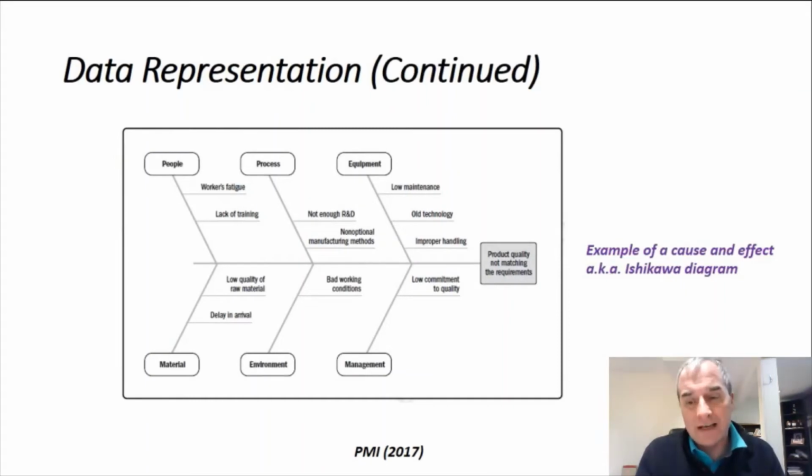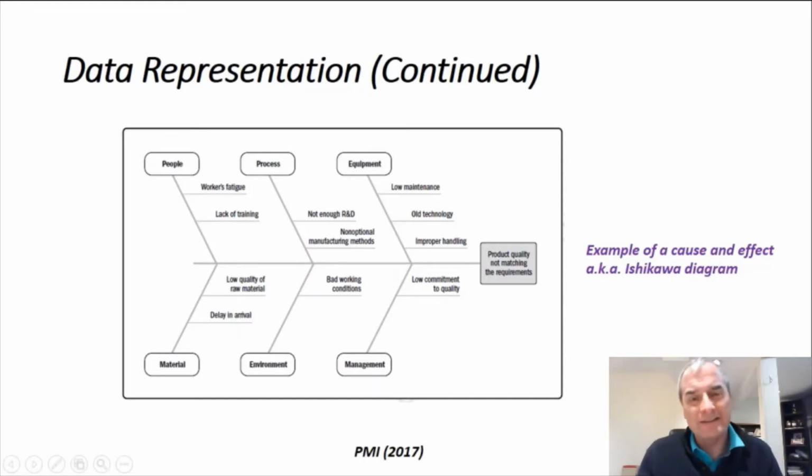Here is an Ishikawa diagram. This is a cause and effect diagram. Basically, what we do is we analyze the issues that might lead to poor product quality: fatigue, lack of training from a people perspective; process, maybe not enough R&D, poor manufacturing methods; maybe in the environment, bad working conditions, poor maintenance on the equipment, maybe old technology. My point is, it looks like the bones of a fish, doesn't it? That's why they call it a fishbone diagram. But I want you to know it as an Ishikawa diagram.